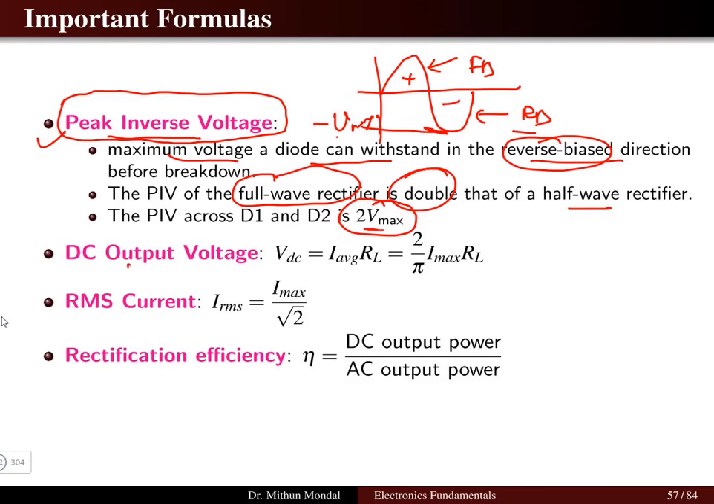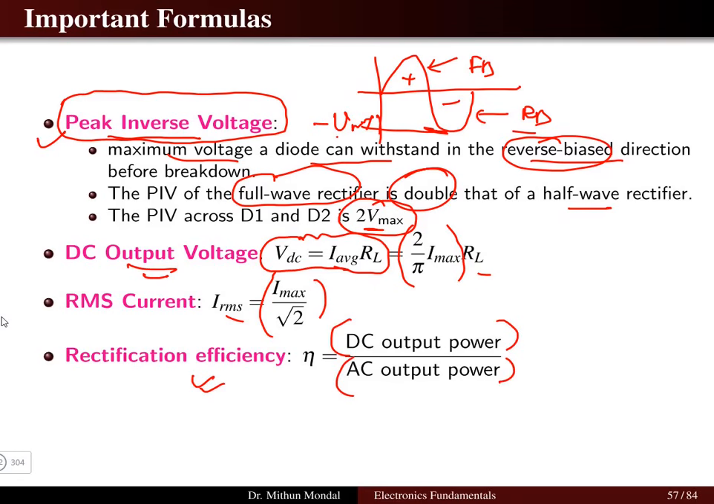And the output DC voltage will be I average into RL, and I average can be written as 2 by pi I max into RL. For I RMS, we can find it as I max by root 2. Rectification efficiency is basically the DC output power by the AC output power. If we consider the entire system to be a black box, the input we are giving is AC and the output we are getting is DC. So the output is DC and the input is AC to obtain the efficiency.